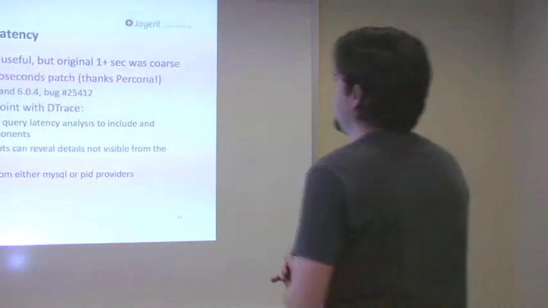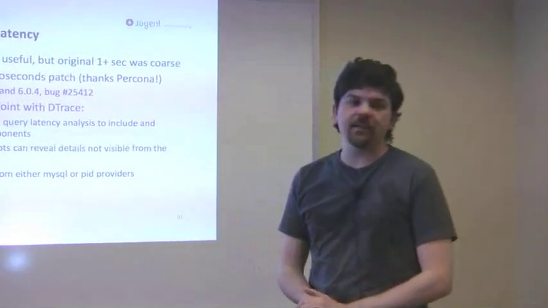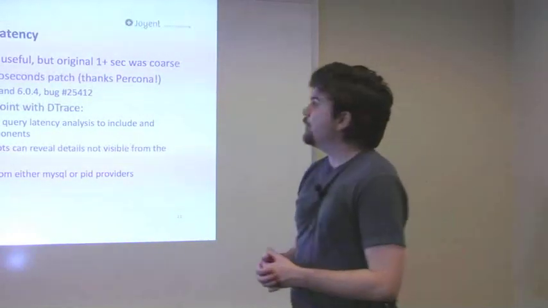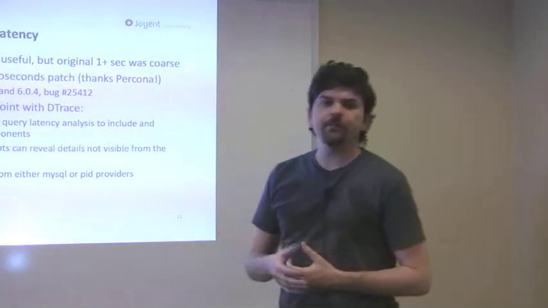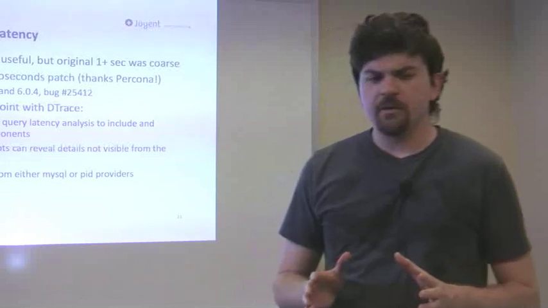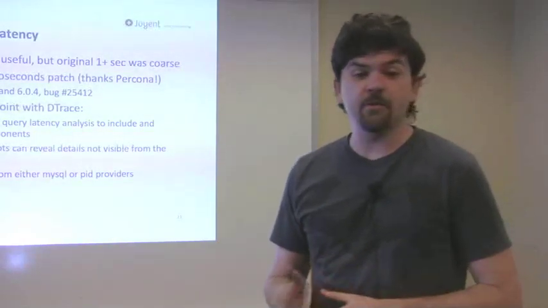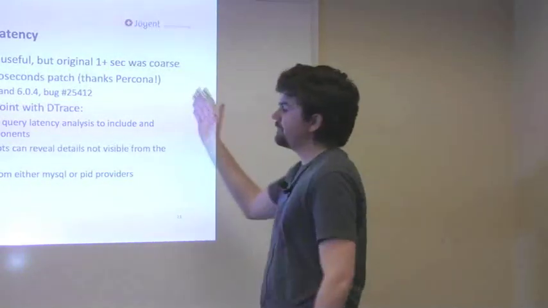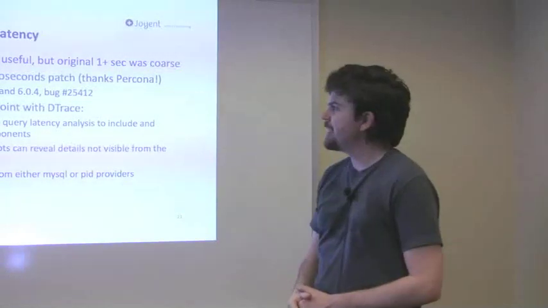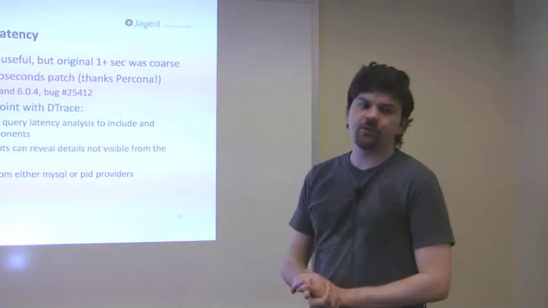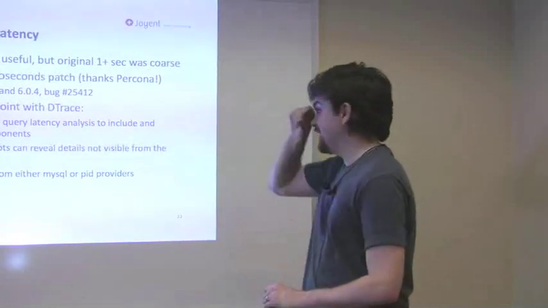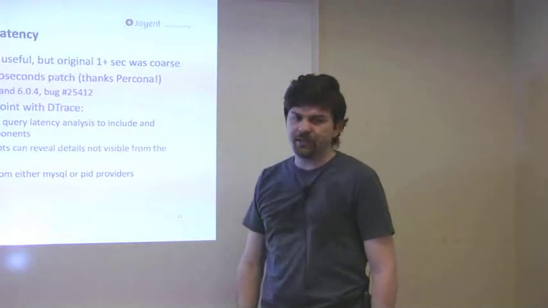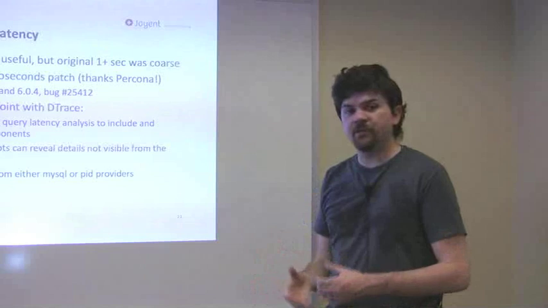So MySQL query latency is what I'd like to talk about in detail. This is something that many customers are already considering and looking at because MySQL has the slow query log. The original slow query log was useful, but it only tracked queries that were 1 second or longer, which was too coarse. That was fixed with the microseconds patch, thanks to the Percona guys. Looking at query latency is a good starting point with DTrace. And if you're on a system that doesn't have the microseconds patch, it's fairly trivial to fetch query latency at whatever resolution you want from the internals of MySQL.